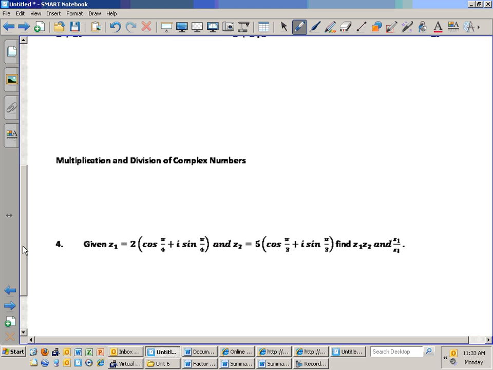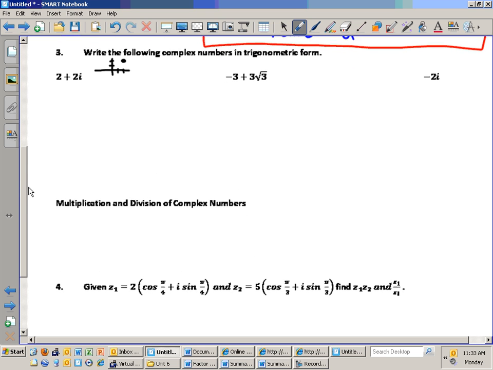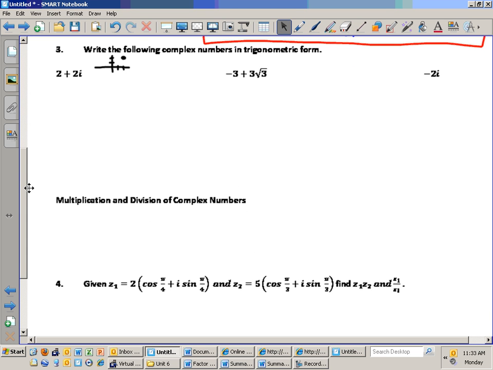Okay, for number 2, which quadrant am I in? I'm in the second quadrant. I'm back 3 and up 3 square roots of 3, something up there, right? Sorry, I forgot to put the i there when I wrote the problem.